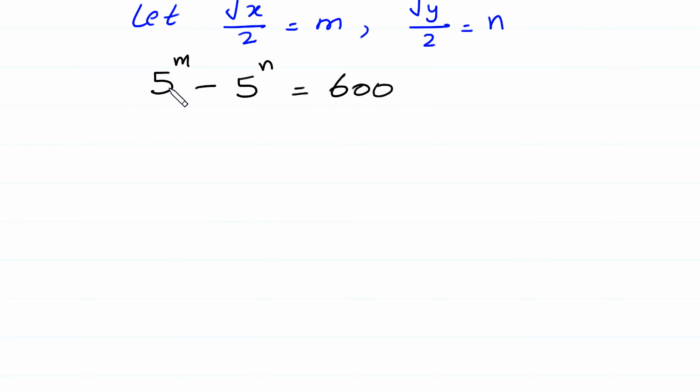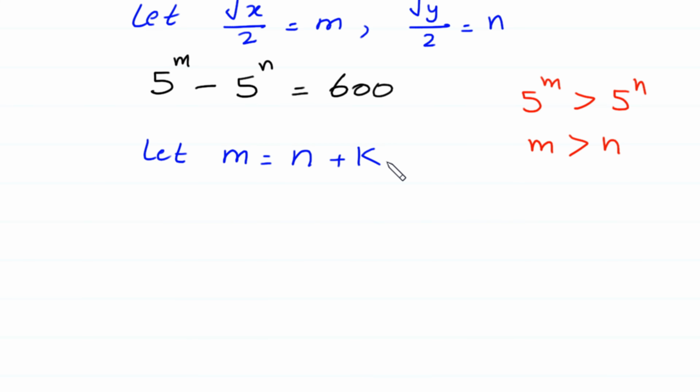Next, we notice that 5 to the power m minus 5 to the power n is equal to a positive number. It means 5 to the power m is greater than 5 to the power n. It means m is greater than n. So we suppose m is equal to n plus some other number, let's say k. Let m be equal to n plus k, and we substitute this value of m in this equation.